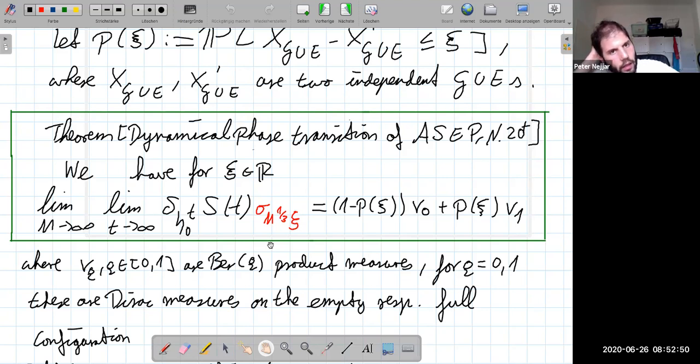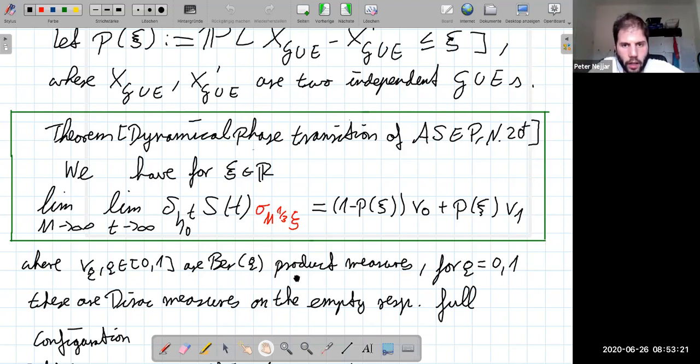If you only have the rarefaction fan on one side, then will you become only the single GUE instead of the difference of them? Oh yeah, that is exactly correct. If you would have density 1 on the whole of R plus, then you would have a one-sided shock, and you would only get a single GUE. Yes, I see. Thanks.